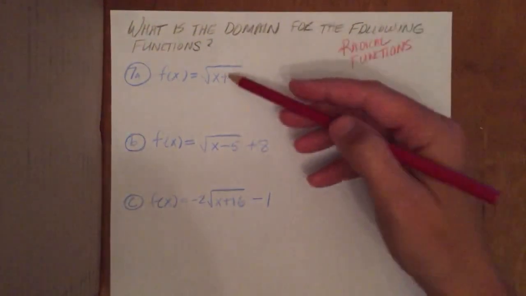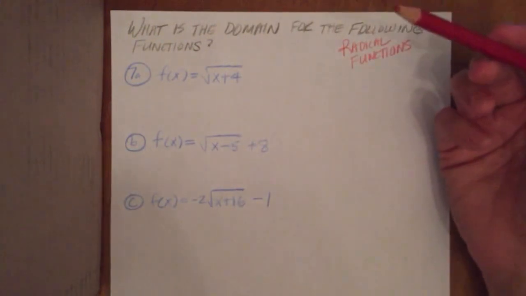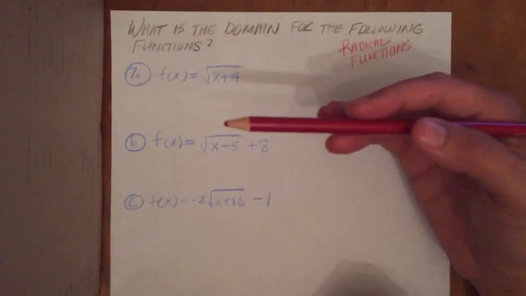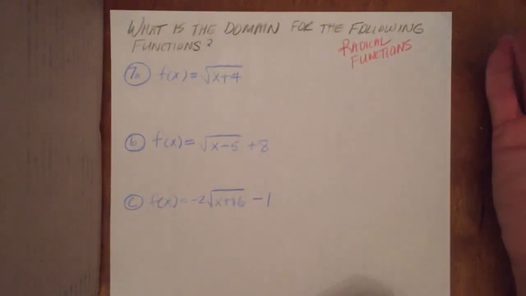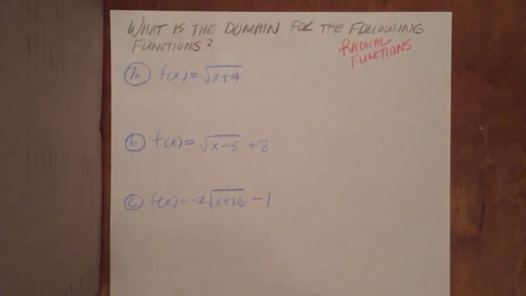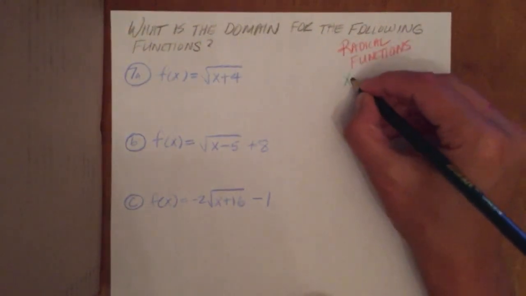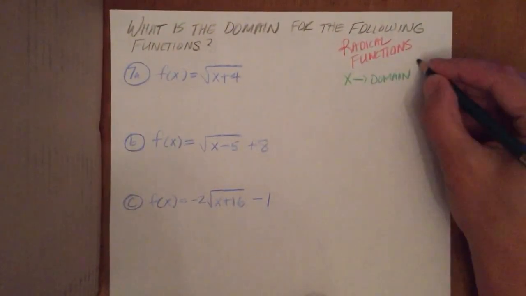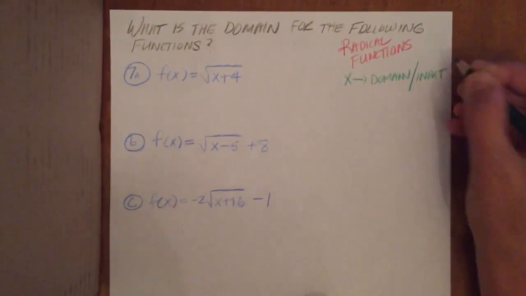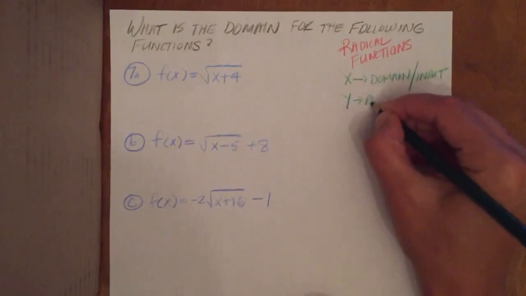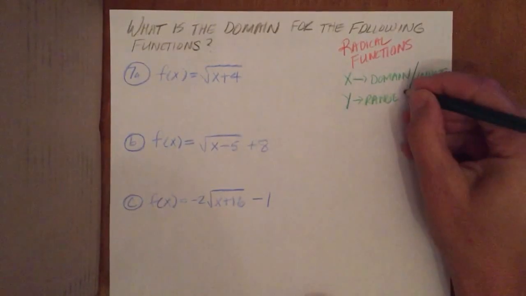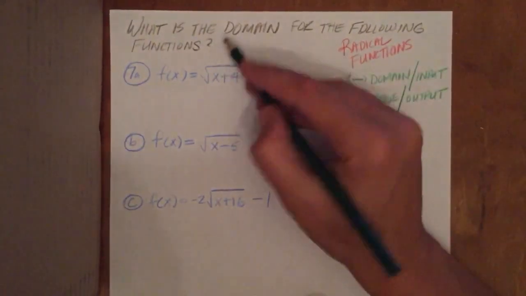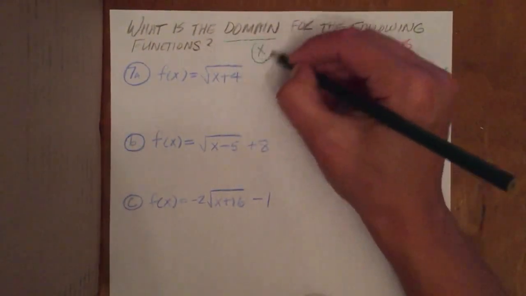They're radical functions. So when we're finding the domain of a radical function, remember, domain is your input, range is your output. Domain is your x, range is your y. So when we're looking at these, x is your domain, which is your input, and y is your range, which is your output. And so when we're looking here for domain, that means we're going to be looking at all of our x values.